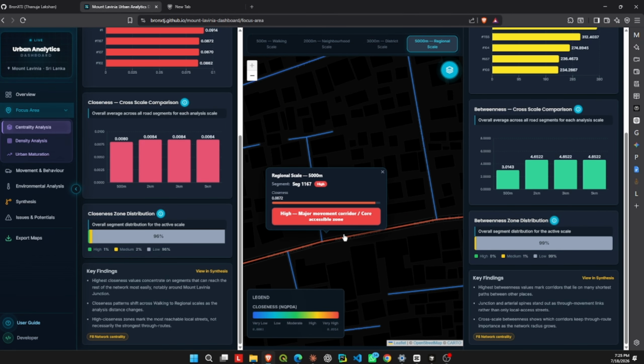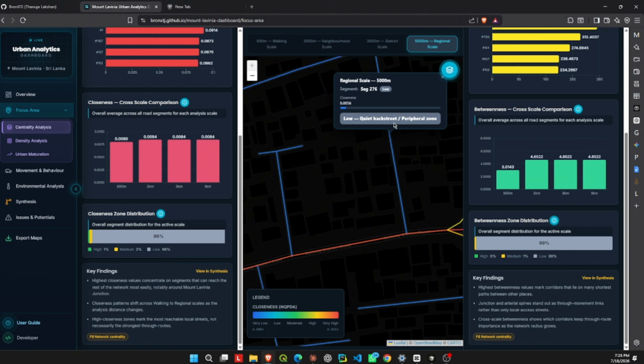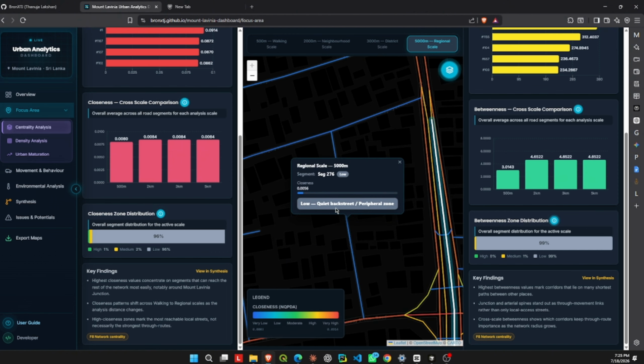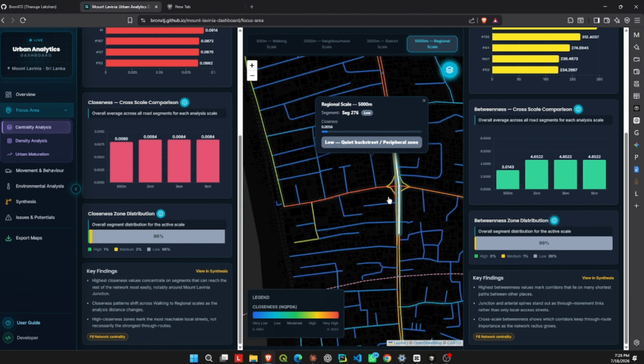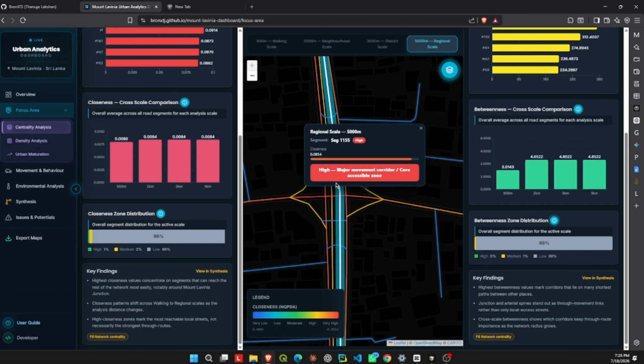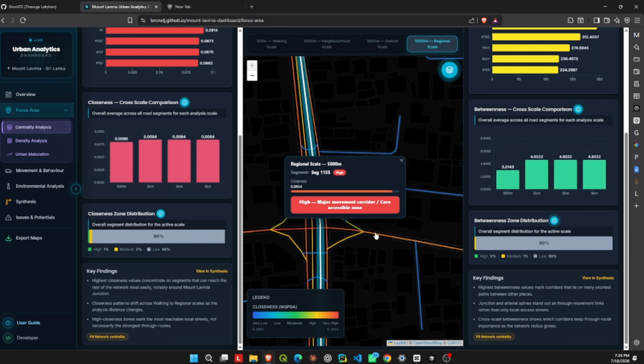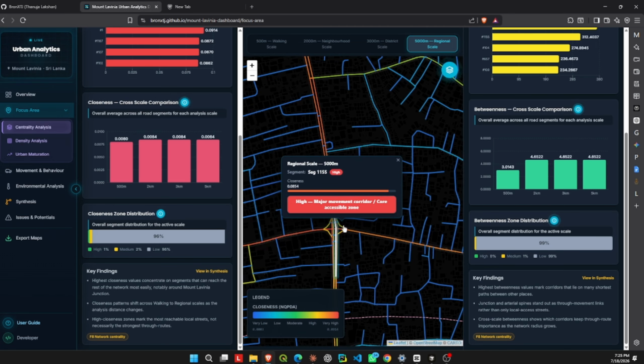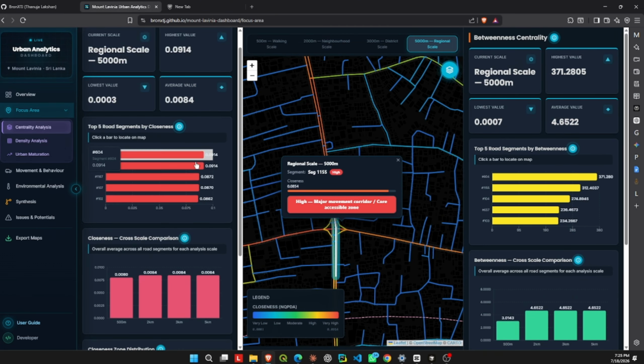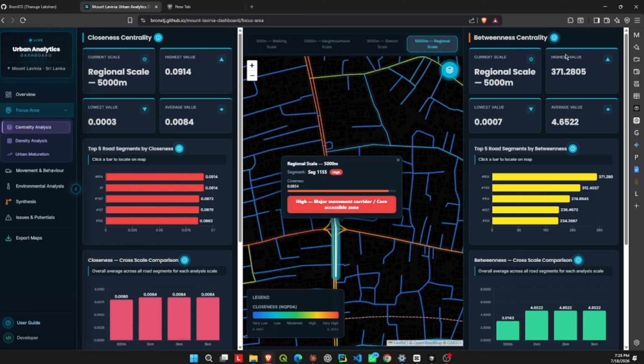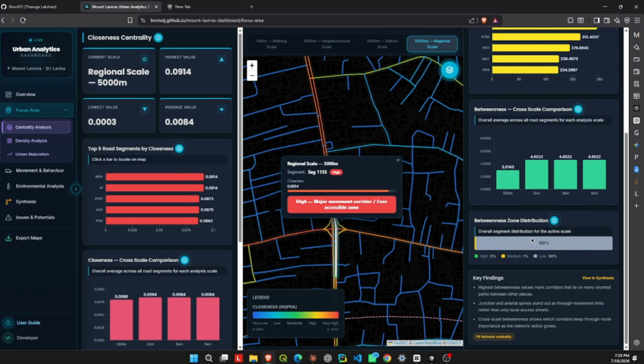Also, you can click these on the map. You can select low quiet back street, variable zone, likewise. If you select a major artery and major corridor, you can see likewise. As I said before, we did the same for the betweenness. So yeah, that's it for the centrality analysis part.